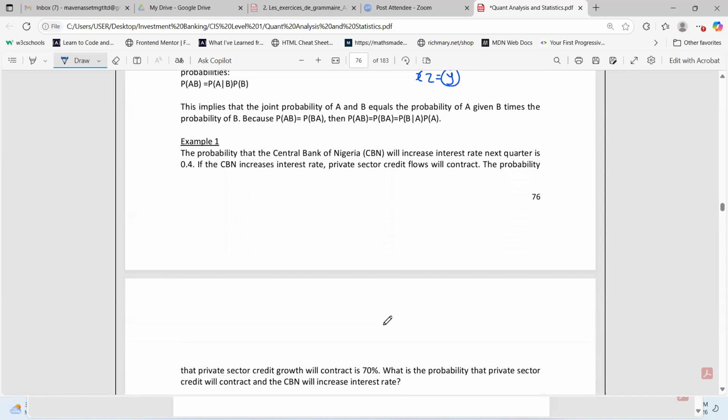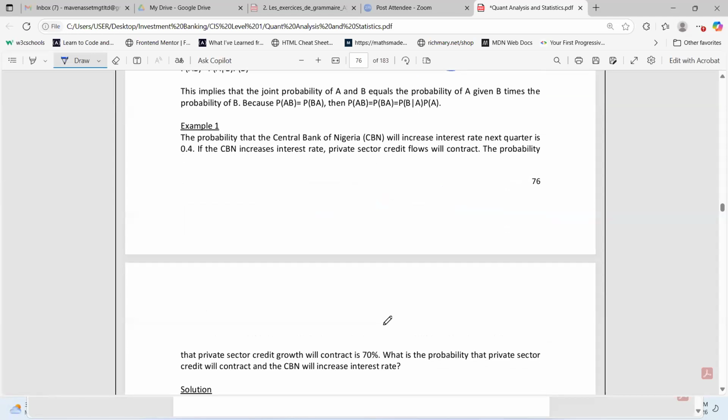Example number 1. The probability that the Central Bank of Nigeria will increase interest rate next quarter is 0.4. If the CBN increases interest rate, private sector credit flow will contract. The probability that the private sector credit growth will contract is 70%. What is the probability that private sector credit will contract and the CBN will increase interest rates?